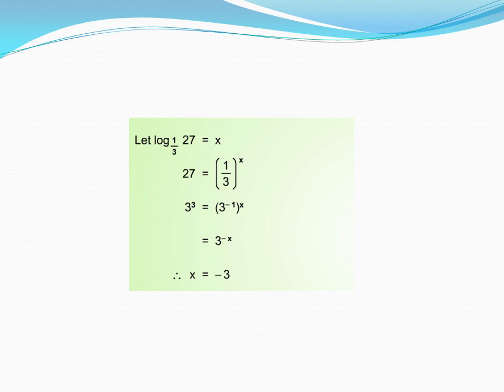Here's the solution. Now we realize that I changed it to index form over here. We always put the base into the same number. So over here I realize it's 3, and 27 can be expressed as 3 to the power of 3. Thus, I change 1 over 3 as 3 to the power of negative 1. Now I can see that 3 to the power of 3 equals 3 to the power of negative x. Since the bases are the same, the power negative x equals 3. Therefore, x is equal to negative 3.